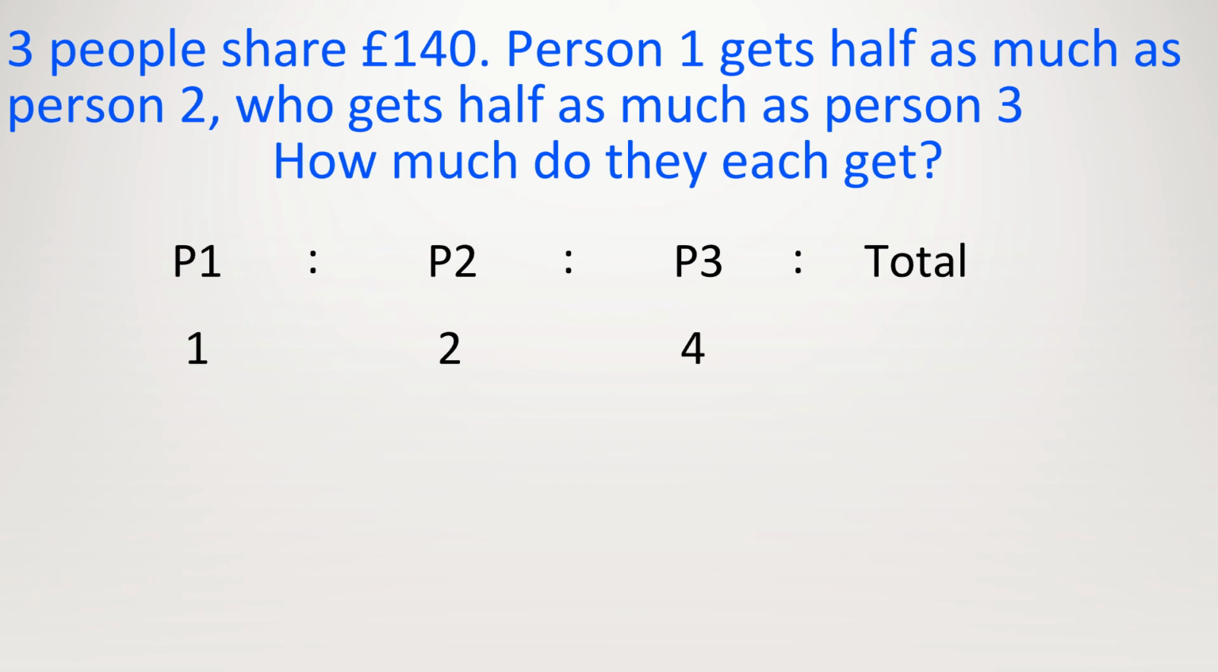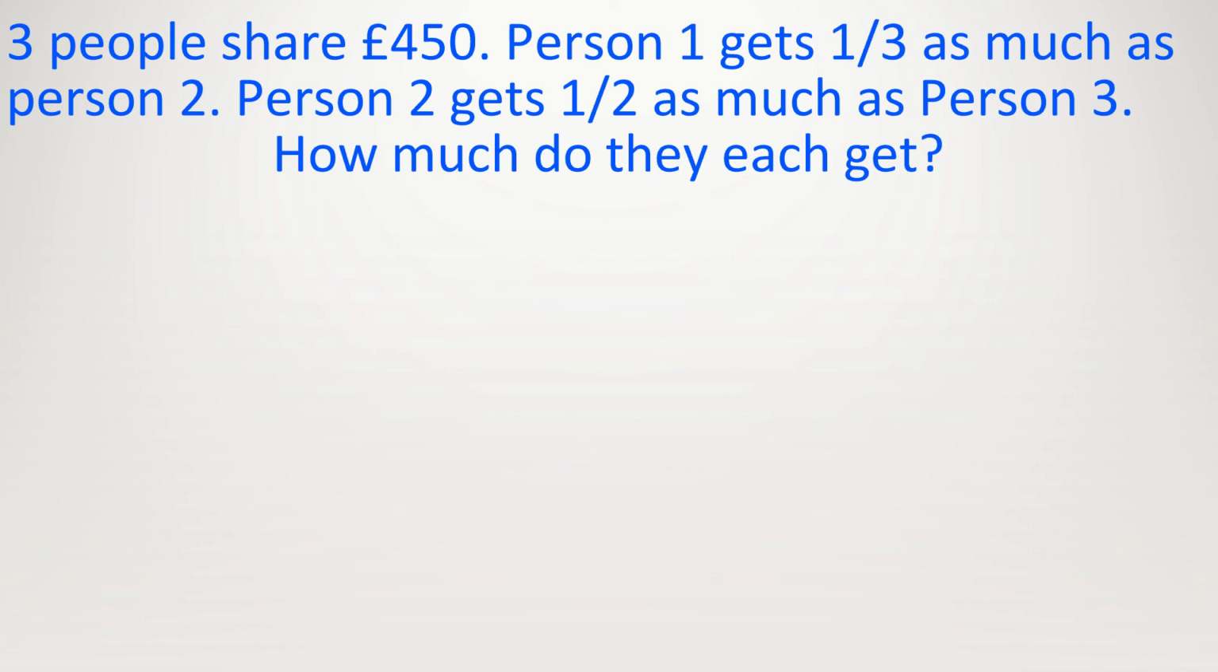It's like person 3 has twice as much as person 2. Adding up the numbers, 1, 2, 4, we have £7. This is the fake total. Put the real total underneath, £140. How to go from 7 to 140? Times by 20. So we do the same to the other numbers. And then we get the answers: 20, 40, 80.